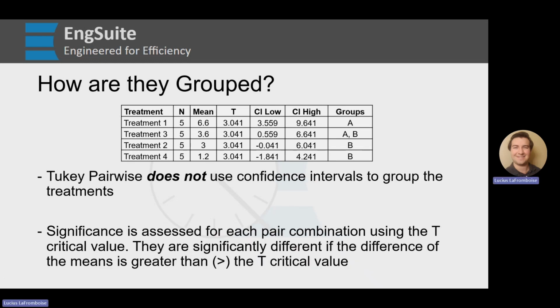So again, Tukey Pairwise does not use confidence intervals to group our treatments. Instead, significance is assessed for each pair combination using a t-critical value, and they are significantly different if the difference of means is greater than the t-critical. So again, this is really more of a summary of the Tukey Pairwise comparison. Okay, so if the difference in these two means is greater than the t-critical value, they are significantly different. We'll see that in just a sec.